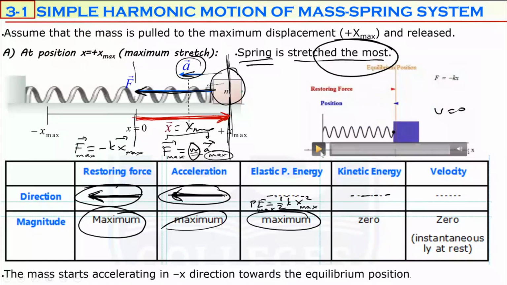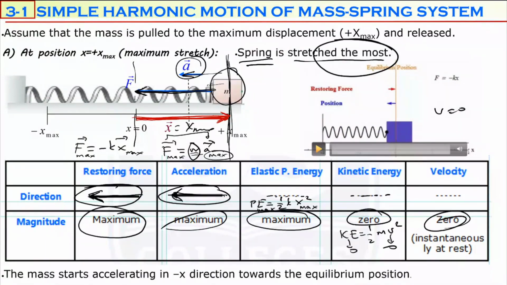So it's now start again. At maximum stretching, the object stops. If the object stops, velocity is 0. If velocity is 0, according to the kinetic energy equation, which is 1/2 mv squared, because v is 0, kinetic energy also must be equal to 0.